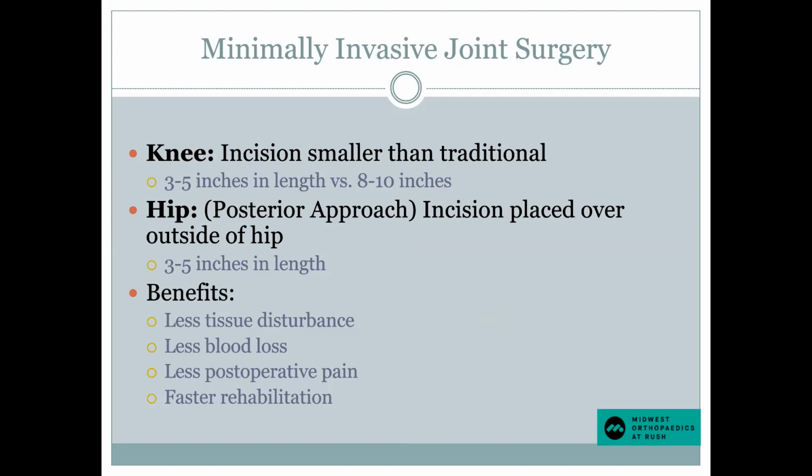For the hip, he does a posterior approach. He does not cut muscle, and the incision is placed over the outside of the hip. It's about 3 to 5 inches in length. The benefits of minimally invasive joint surgery include less tissue disturbance, less blood loss, less post-op pain, and a faster recovery.